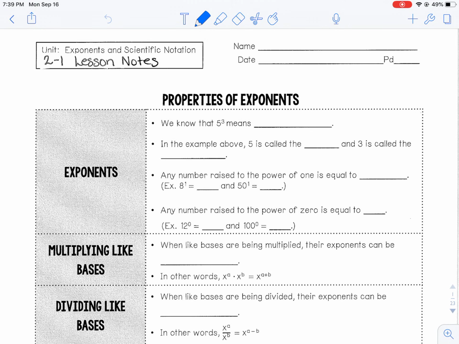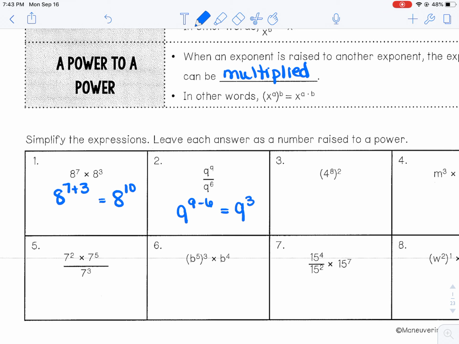On number 2, we're dividing. So the rule says that when we're dividing like bases, we're going to subtract the exponents. So I'm going to have 9 to the 9th power divided by 9 to the 6th power, so I'm going to subtract those exponents, and that's going to give me 9 to the 3rd power.